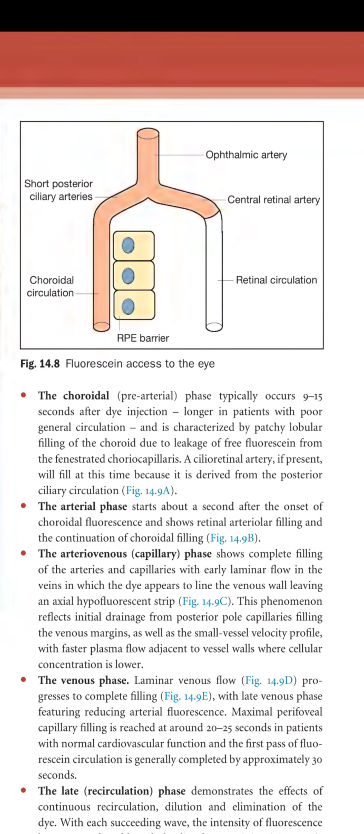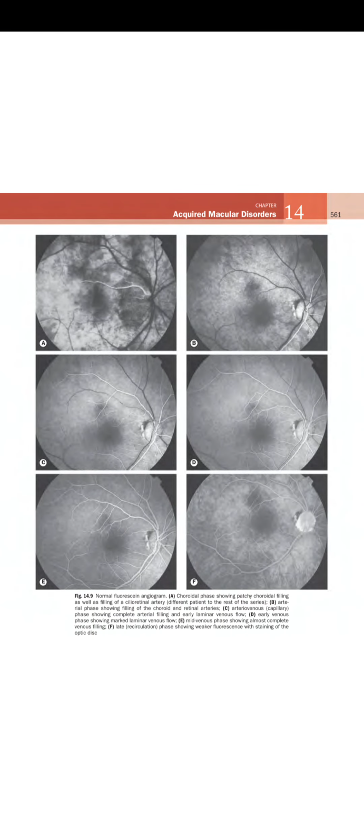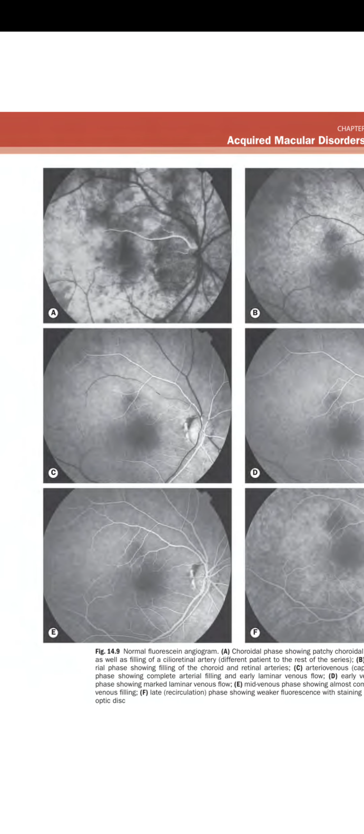So this is the fluorescein access to the eye. This is the ophthalmic artery. First it goes to the short posterior ciliary artery to the choroidal circulation, and then it goes to the central retinal artery. So this is a normal fluorescein angiogram. A is showing the choroidal circulation. This is a patchy filling of the choroid, and also the cilioretinal artery is being filled.